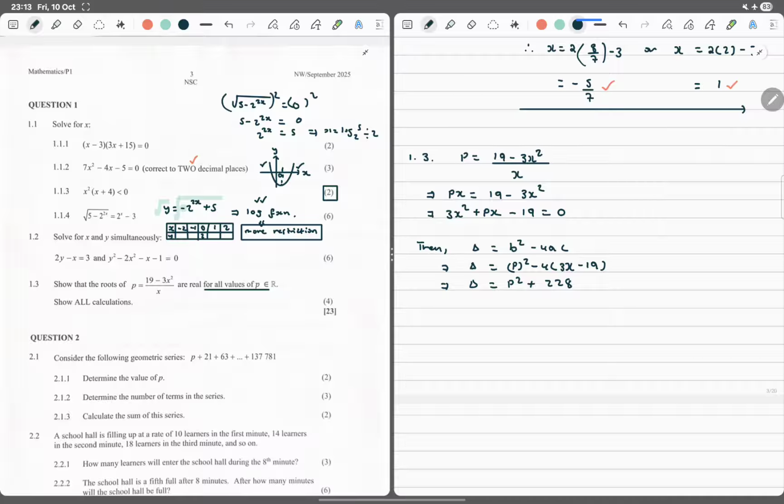So this is what we see. And if we look at this discriminant function critically, we'll see that this is essentially parabolic. And it is a smiling parabola. So if we think about it on the Cartesian plane, this is what we see. So this is the p-axis and the delta axis. So this parabola has a minimum value of 228. So this is the graph like this.